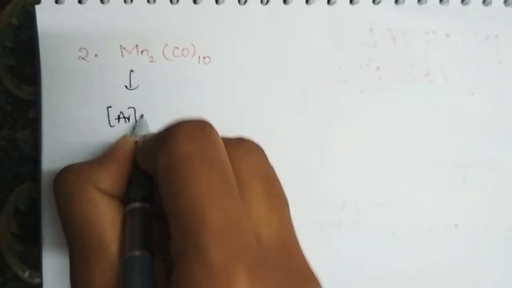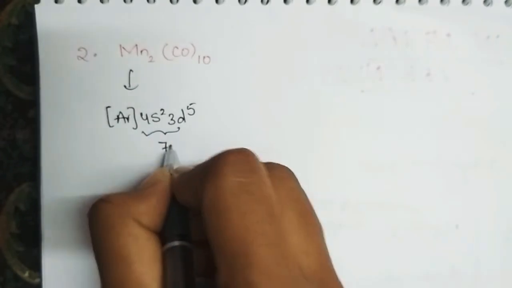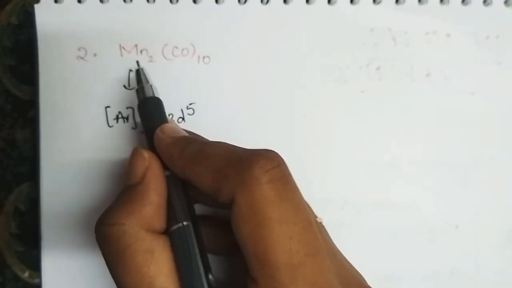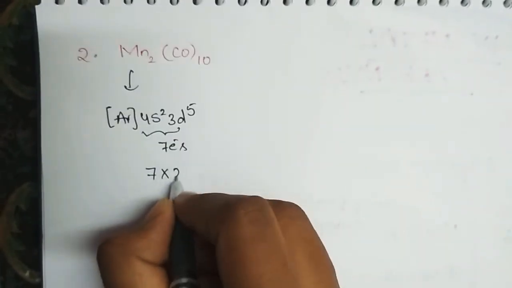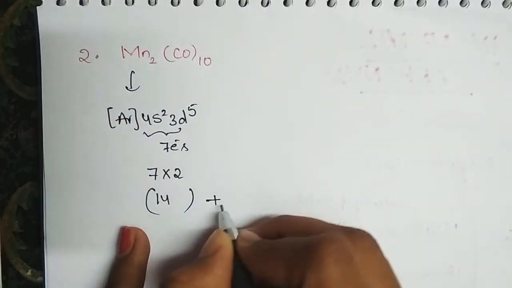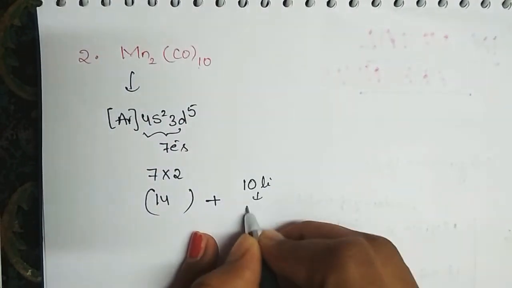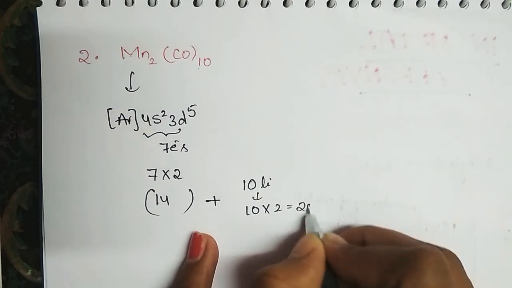From this second example we can easily understand Mn2(CO)10. So first of all, configuration: argon 4s2 3d5, 7 electrons, right? There are 2 Mn atoms, so 7 into 2 is 14. Next, plus how many ligands are present? 10 ligands, which gives 10 into 2 electrons, so 20 electrons.